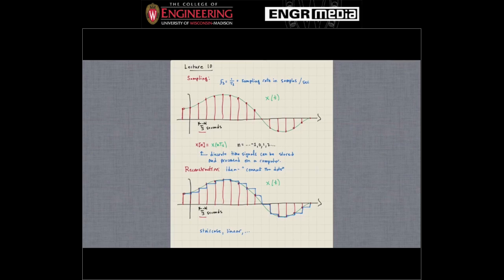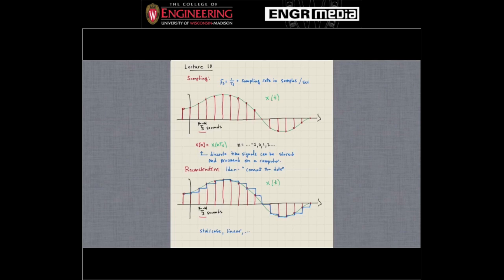A discrete time signal is something that can be stored and processed on a computer. So that's our motivation for sampling signals. And again, we look at this x of n, where n is in brackets, just to indicate that n takes on the values of the integers, so only integer values. All right, so that's the idea behind sampling.